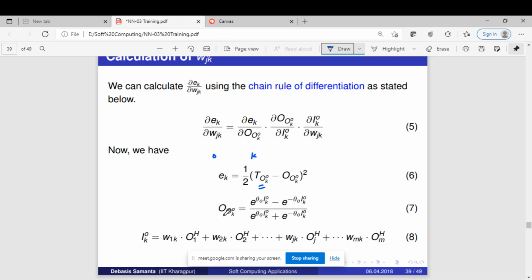So this is how our output looks. The observed output of the kth neuron of the output layer will be e to the power theta I_ko minus e to the power minus theta I_ko, divided by e to the power theta I_ko plus e to the power minus theta I_ko. So this is the way in which our output looks. Now this output should be differentiated with respect to I_ko.